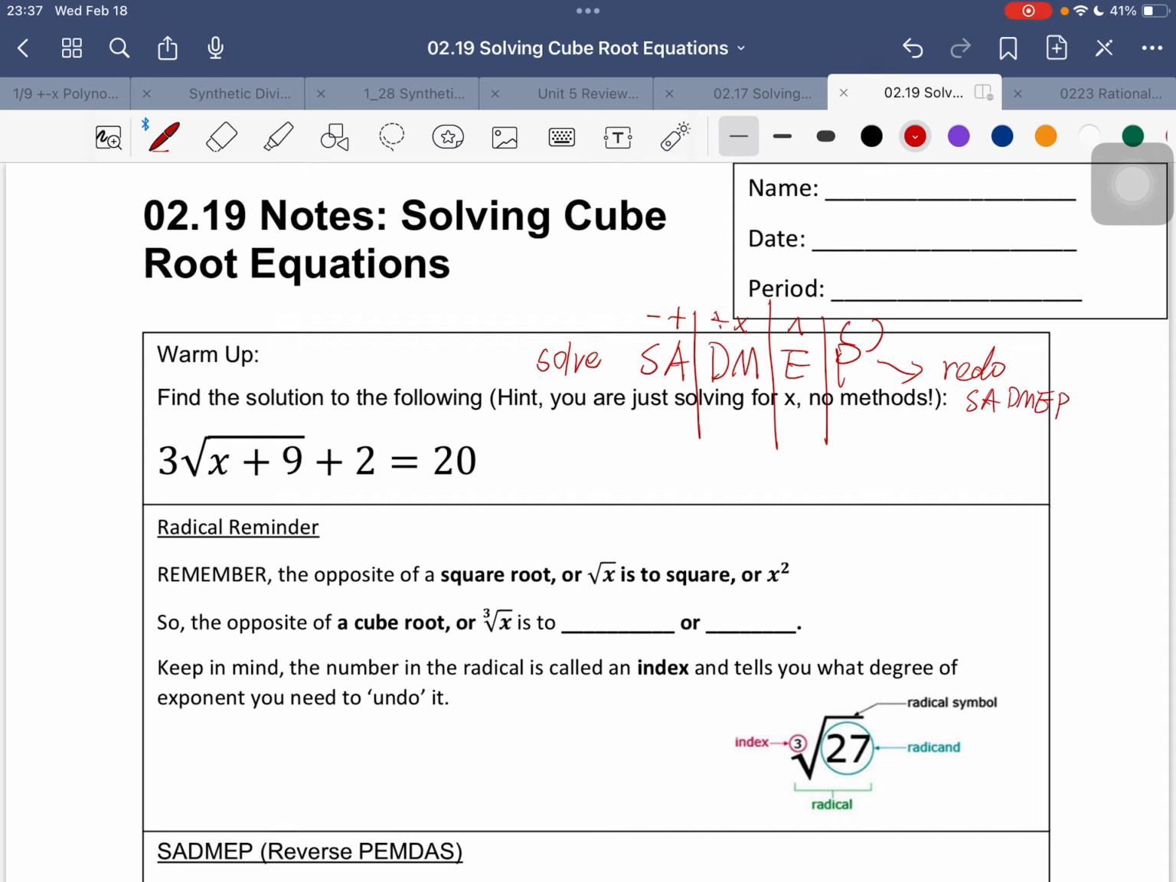Okay, now let's do the warm-up together. Step 1, subtraction and addition outside the square root. What's that number? Plus 2. So I want to remove the plus 2 by subtracting 2 on both sides, doing the opposite operation. So plus 2 and minus 2 cancel out. On the right side, 20 minus 2 is 18. So we copy what's left over on the left side.